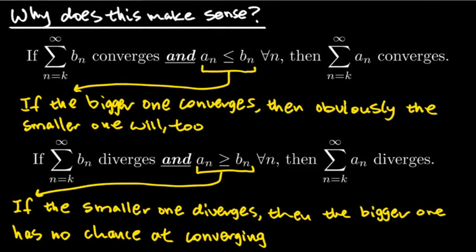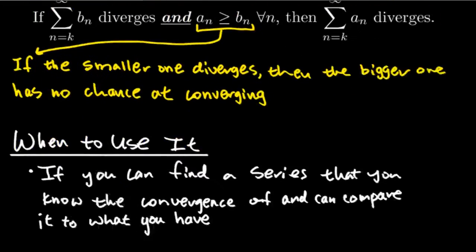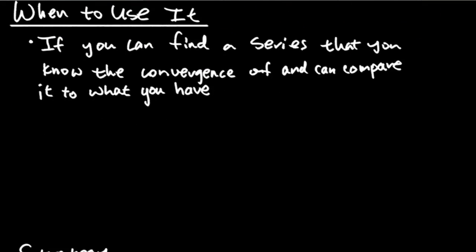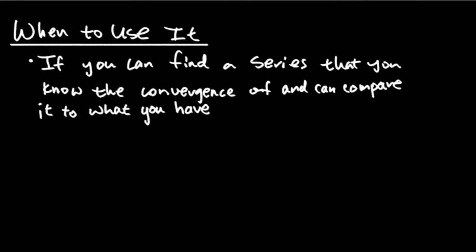Alright, so then let's figure out when we should use this. It's pretty much only useful if you can find something that you know the convergence of and it's comparable to what we have already. So it's not like you're going to compare, if a sub n were ln or something, ln of n to, I don't know, sine of n. That wouldn't make any sense. So make sure that it's something that you can compare that makes sense.